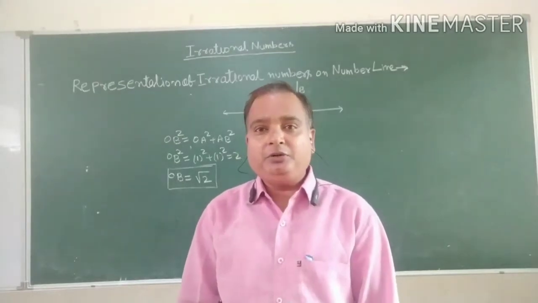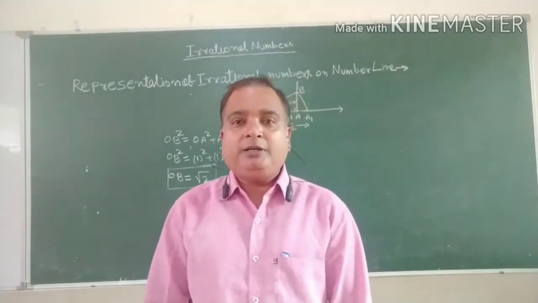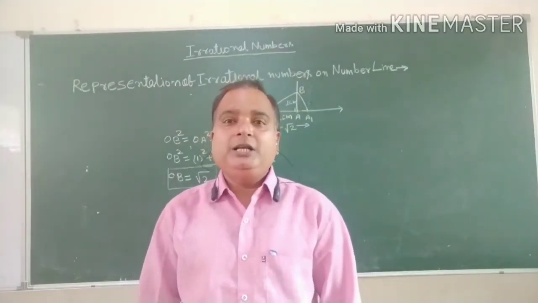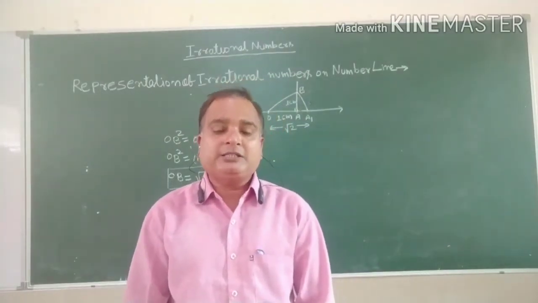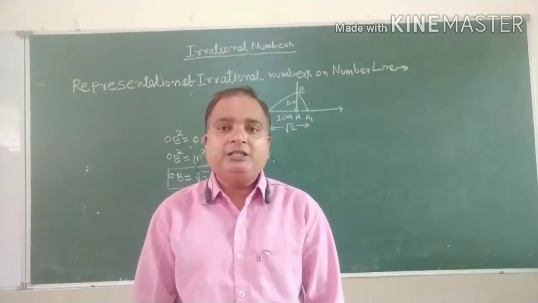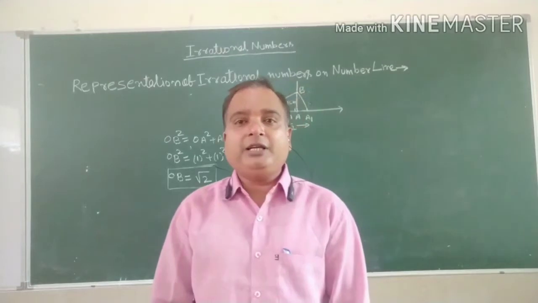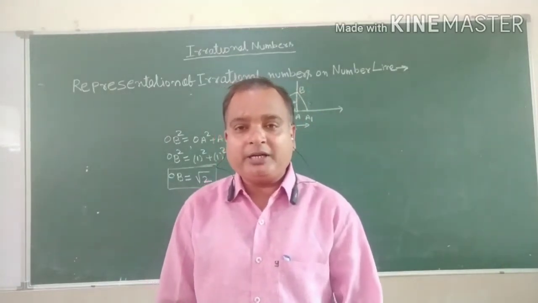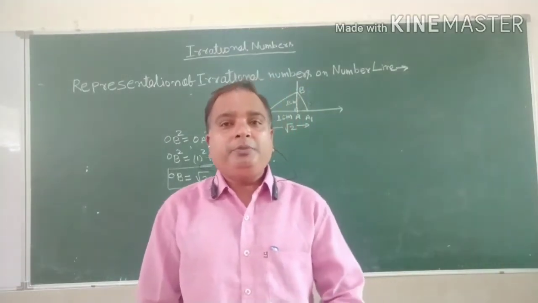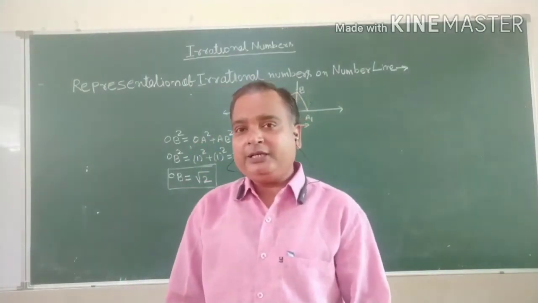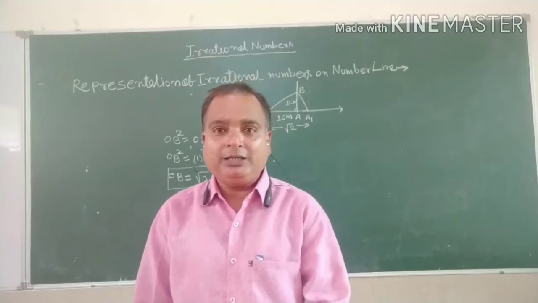In the last video, I started the chapter of ICSE class 9, that is rational and irrational numbers. In that video, I explained what rational numbers are, how we can check whether a number is terminating or non-terminating, and how we can convert a non-terminating but recurring number into p upon q form. I also explained how we represent rational numbers on a number line.